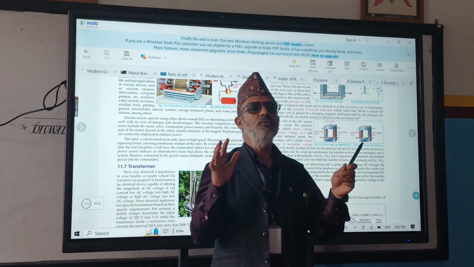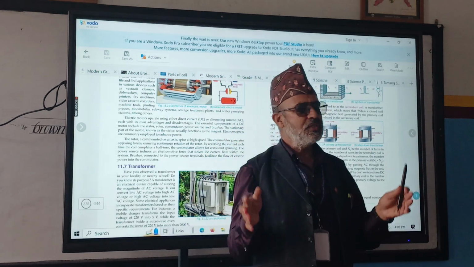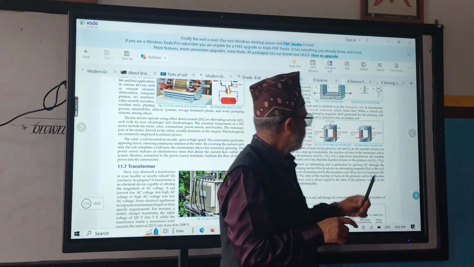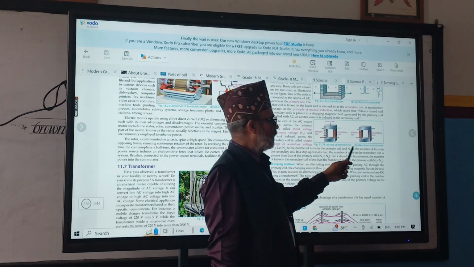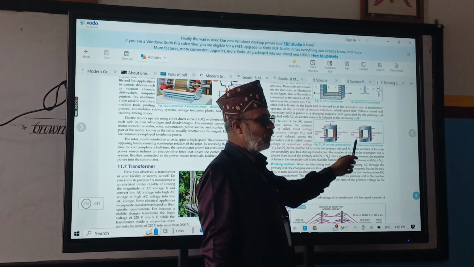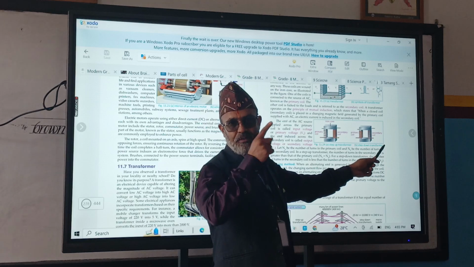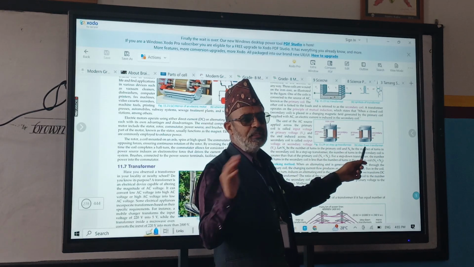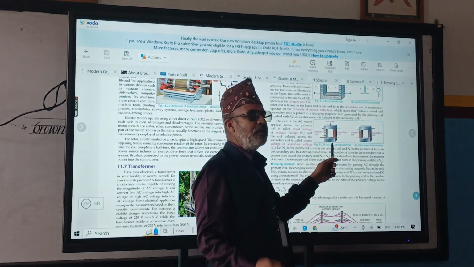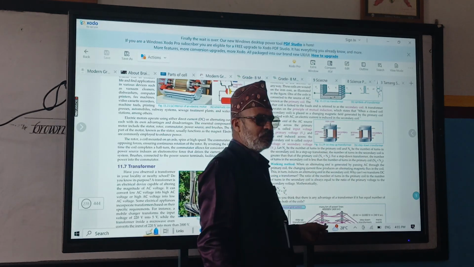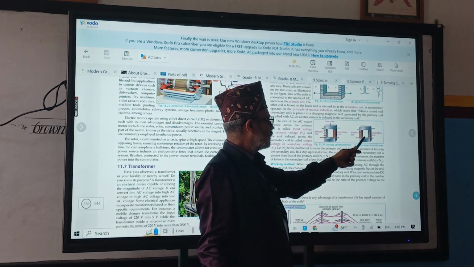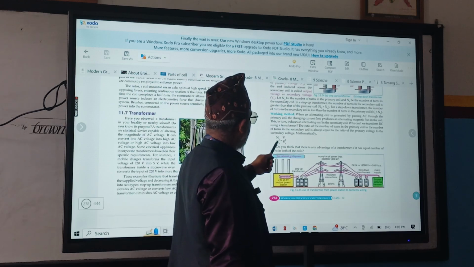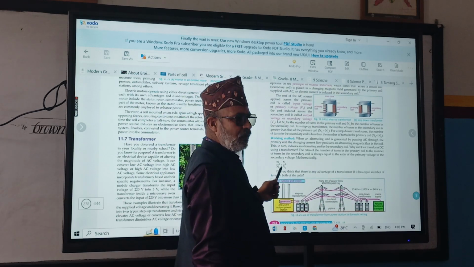So how do you differentiate between step up and step down transformer? Step up: primary turns are less, secondary turns are more. Step down: primary turns are more, secondary turns are less. Step up increases the supplied voltage. Step down decreases the supplied voltage. Step up is used in hydroelectric power stations, and step down is used for domestic purposes.